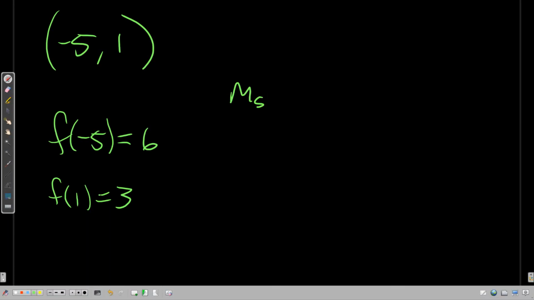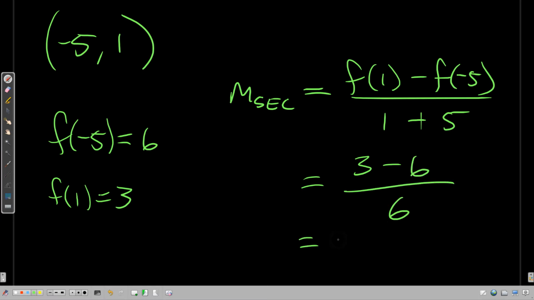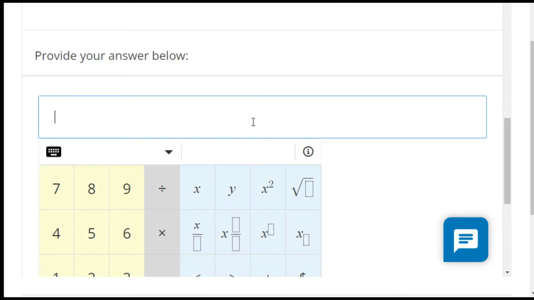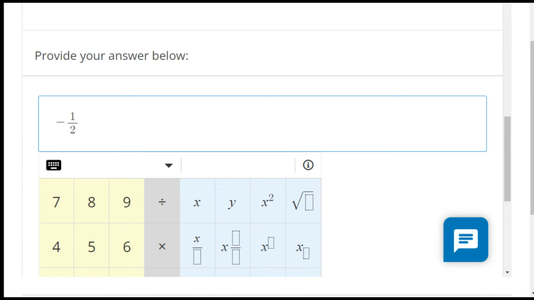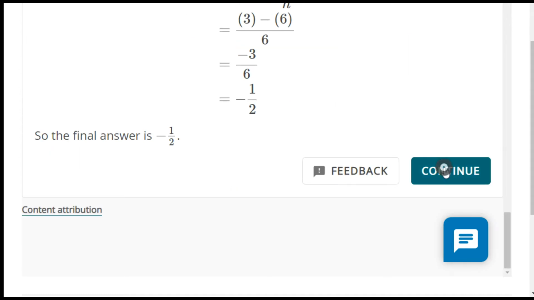So slope of that secant line would be f of 1 minus f of minus 5 over 1 minus minus 5. F of 1 is 3, and then f of minus 5 is 6. And it's over 6, so it's looking like it's a minus 1/2. I probably would not have tried to do that one by eyeballing it. Yay.